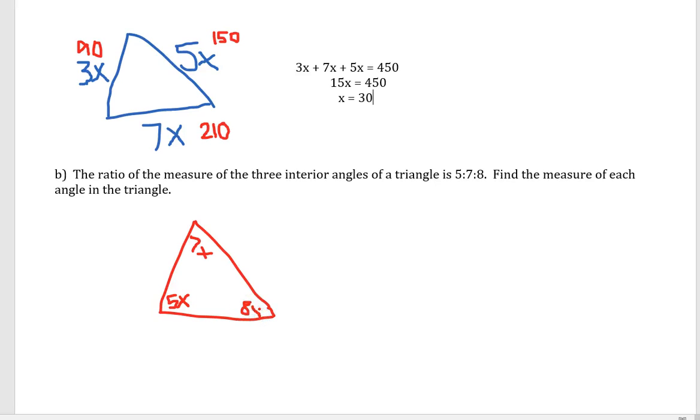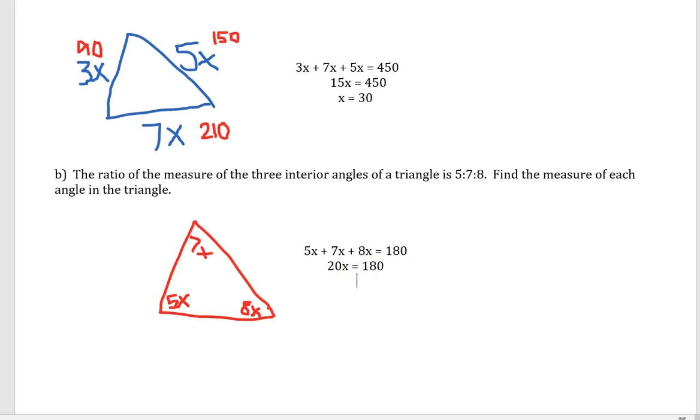And in this question, different than the last, where it gave us a perimeter, it doesn't give us anything here. So the key to this question is for you guys to remember what the inside angles of a triangle add up to, which is 180. So I'm just going to add these together. 5x plus 7x plus 8x. We're going to set that equal to 180 because the interior angles of a triangle add up to 180. Add those up. You're going to get 20x equals 180. And so x is going to be 9.